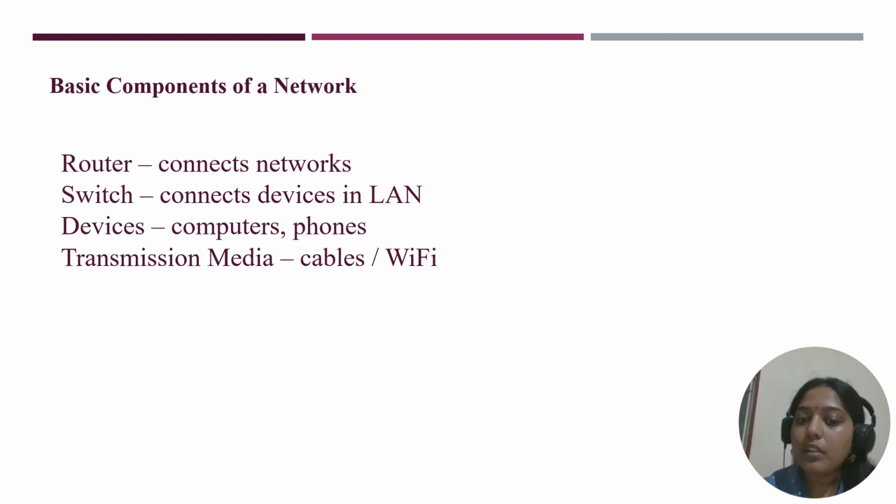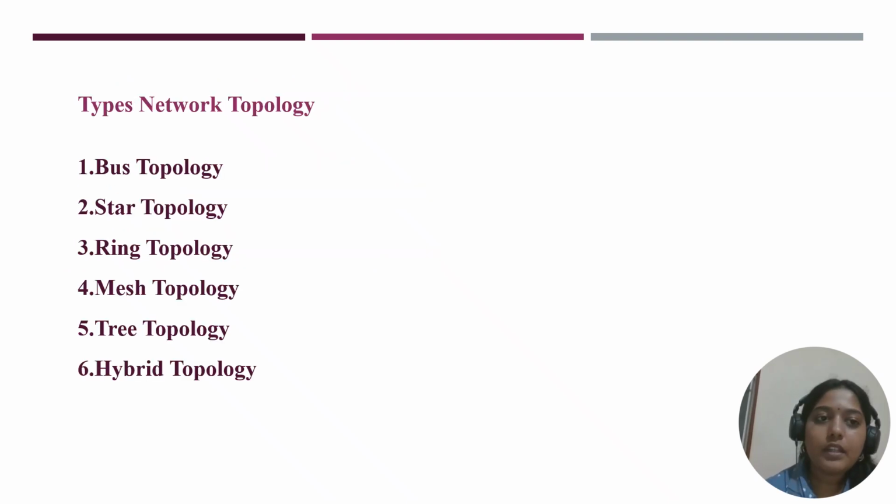This can be wired like an Ethernet cable or wireless like Wi-Fi. For example, when you connect to Wi-Fi, data travels through wireless signals. When you use a cable, data travels through the wires. These are the basic components of a network.